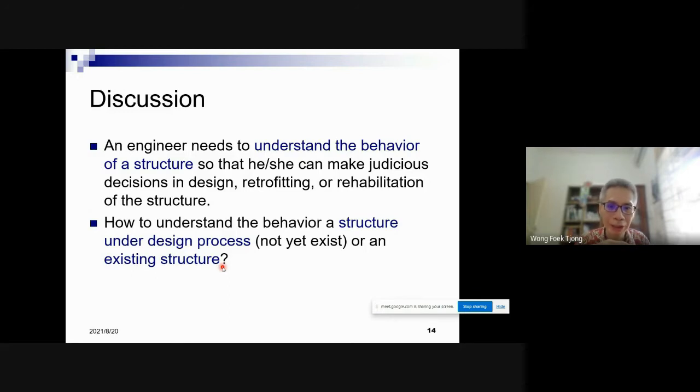The question is how to understand a structure under a design process, because the structure does not yet exist. Or maybe another question is if this is not design work but retrofitting. Retrofitting means strengthening, for example, or rehabilitation. Rehabilitation means the structure has been in a damaged condition and then you have to bring it back to the initial, good condition.